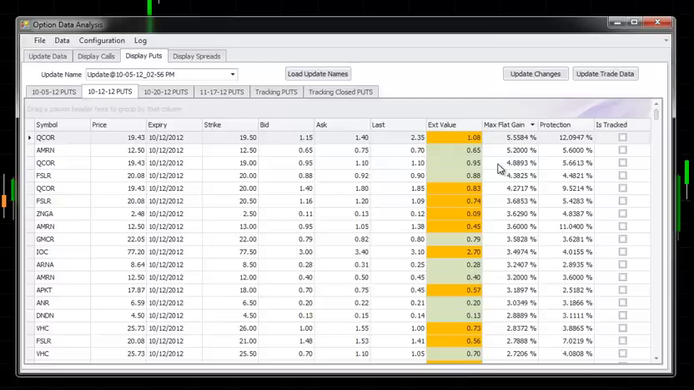Now, here provides more downside protection, and you're going to have to ignore this protection. I need to have the programmer fix that because that's wrong. So ignore that for now on the put side. But nonetheless, if the market drops to 19, I still make all 95 cents. Okay, so I still make 4.8%.